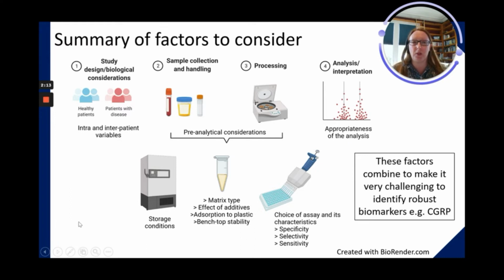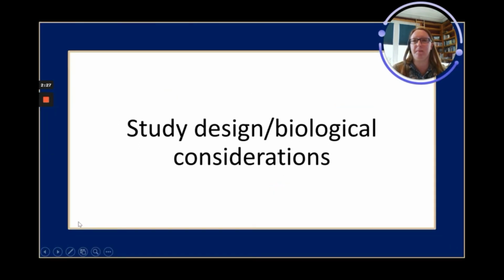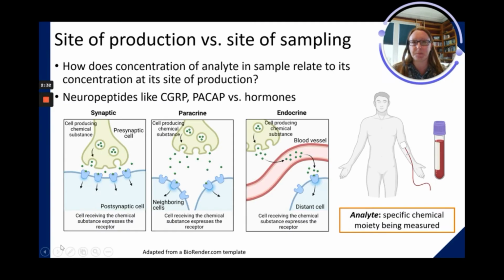And if we think about CGRP as the example that I will use throughout this presentation, bearing all of this in mind helps us understand why CGRP currently isn't a robust biomarker for migraine, even though we think perhaps it might be. So study design and biological considerations then.